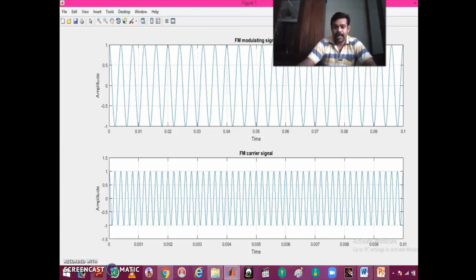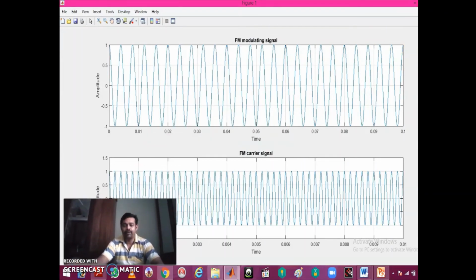Now this is the output. The first figure you are having two outputs. This is the modulating signal. The modulating signal is having an amplitude of 1 volt. From the frequency you have to take the time period, and you have to draw one cycle in that particular time period.